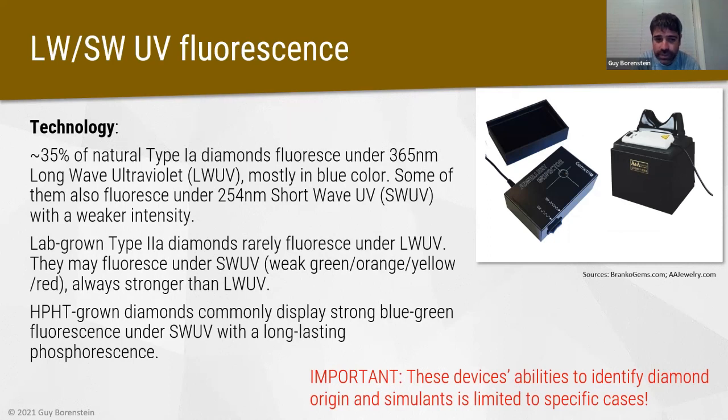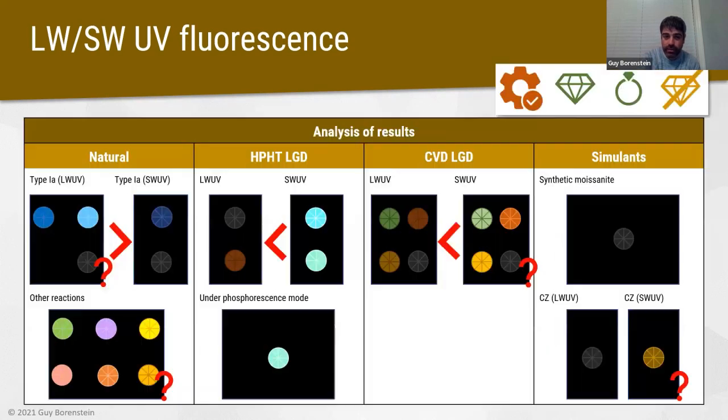On the other hand, if we put lab-grown inside, they will rarely fluoresce in long wave, and are more likely to fluoresce under short wave, but it will be with green, orange, yellow, red, pink, not blue. And always short wave is stronger than long. HPHT, just reminding, will give us this effect of phosphorescence, that continuing glow. Now, let's look at all the possible results that we can get for this technology.